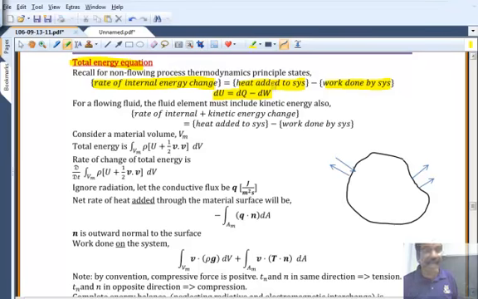It says heat added to the system is positive. So if I add heat, it means positive, the internal energy goes up. If I take heat out, that dQ will become negative, so the internal energy goes down. This is how, at least, I remember the sign convention.